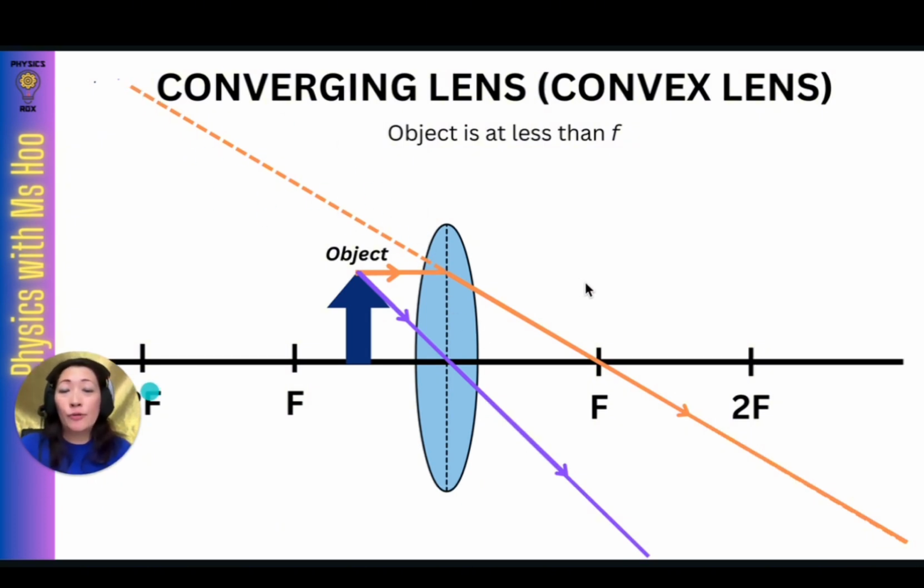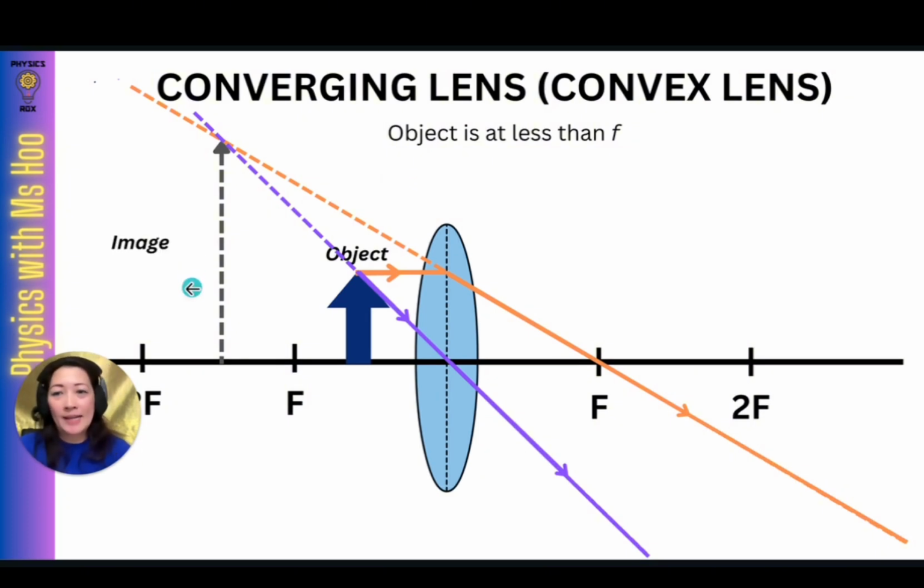So now we're going to do the same thing for the second light ray. We're going to extend it backwards. So the intersection point is formed here, which means that the image is formed over here. Because the dotted lines make up the intersection point of the image, we need to draw the image as a dotted image. So this is the image formed.